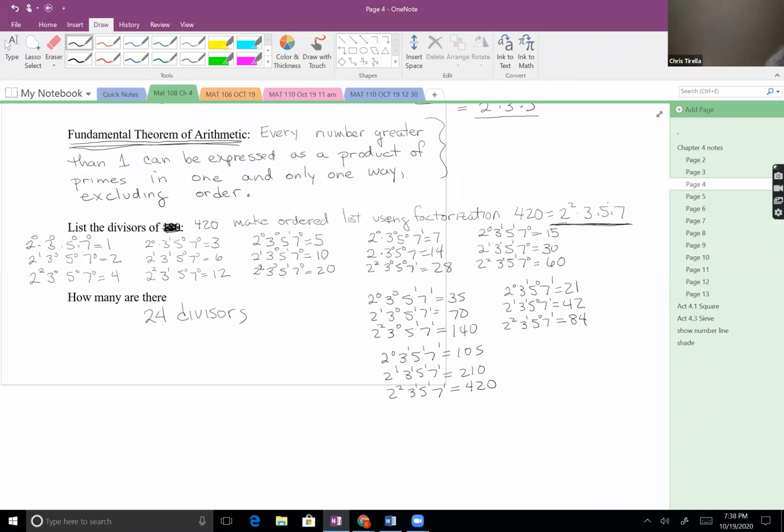Now the second part of the rule says, if 420 is equal to 2 to the second times 3 to the first times 5 to the first times 7 to the first, I'm going to take each of those exponents and add 1 to them. So that gives me 3 times 2 times 2 times 2, which gave me 6, 12, 24 divisors.